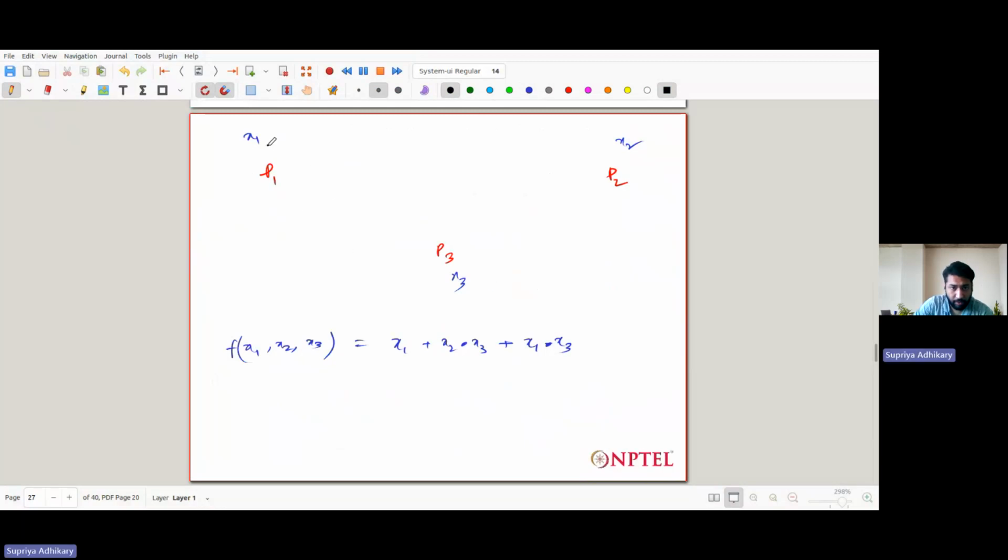Now, if P1 wants to share this x1 and P2 wants to share this x2 to everyone, and similarly P3 wants to share this x3 to everyone, then for sharing each of these values, we need 3 pre-processing.